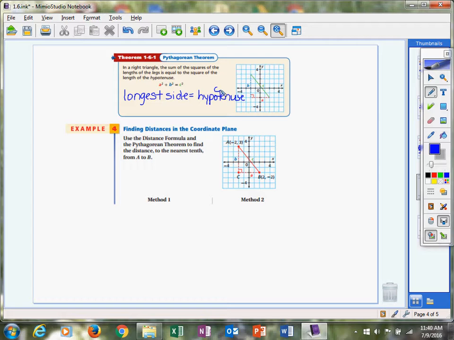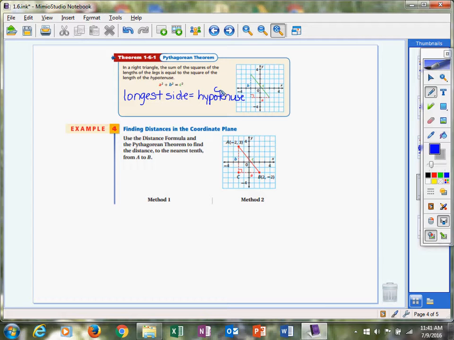Now I want to show you the relationship between the distance formula and the Pythagorean theorem, because you can use either one to calculate it. So we're going to use both the distance formula and the Pythagorean theorem to find the distance of AB, and we're going to round our answer. We're going to get a square root, but we're going to put it in our calculator and round that answer to the nearest tenth and compare the answers.